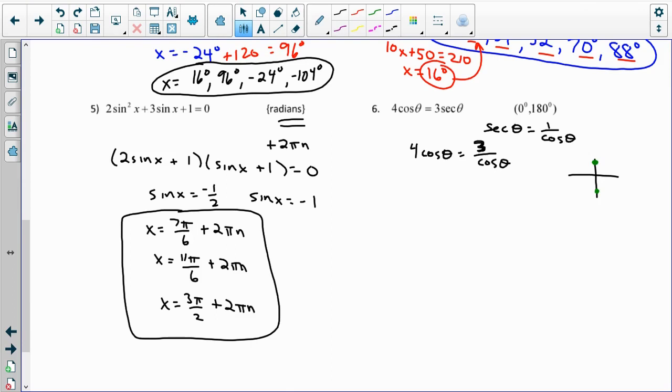So now what I'm going to do is multiply the cosine over. So I have 4 cosine squared of theta equals 3. Divide by 4, I get cosine squared theta equals 3/4. And then I take the square root of both sides. So cosine of theta equals plus or minus root 3 over 2. This occurs at a 30-degree reference angle in both the first and the fourth quadrant.